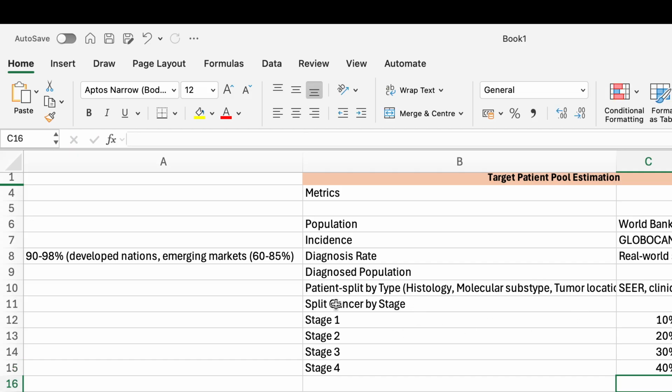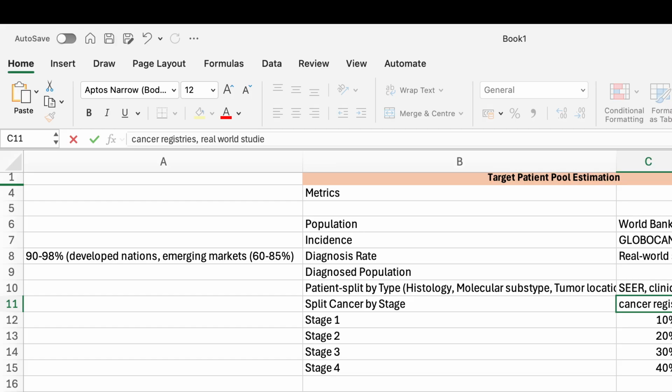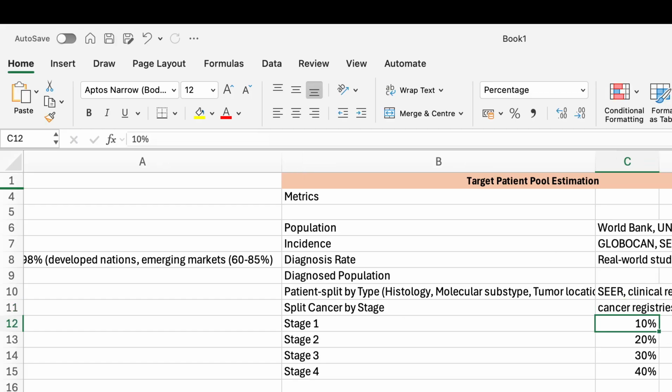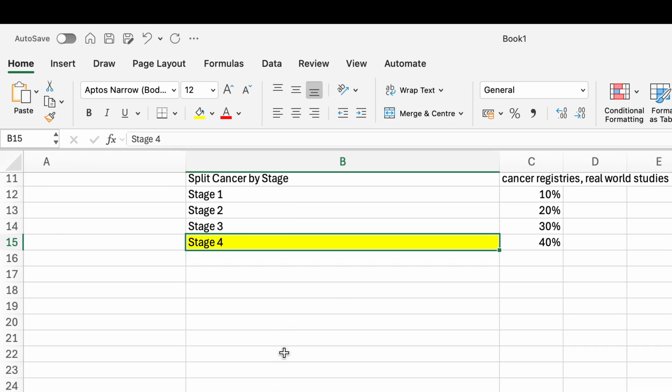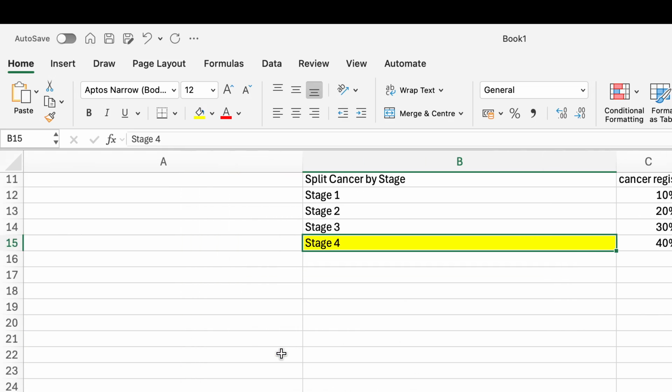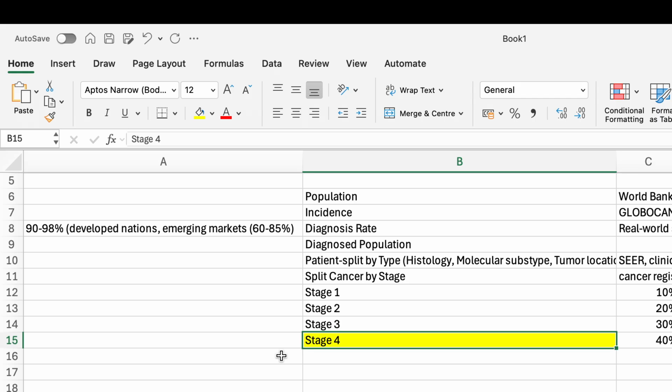So basically you capture this kind of information from cancer registries, and sometimes you need to capture some real world studies also. Okay. Since our drug, as I mentioned, is especially for stage four, we will be isolating that group in our next video. So source I have already mentioned.